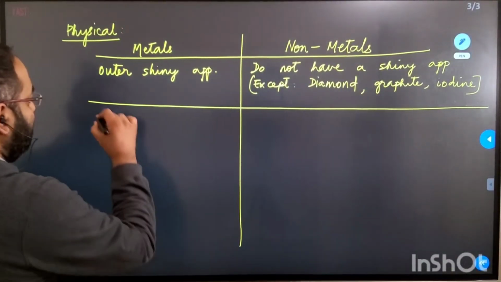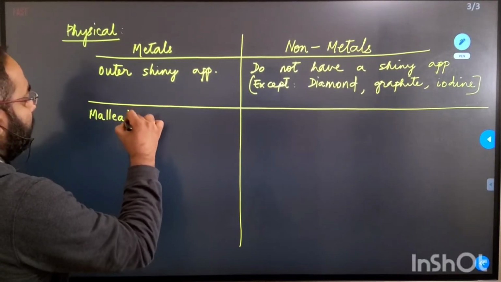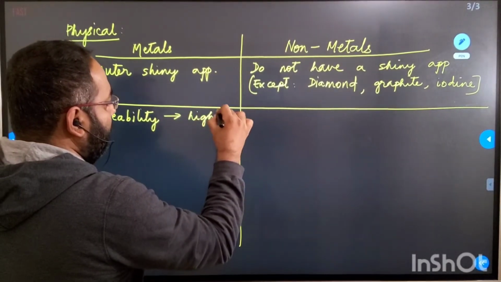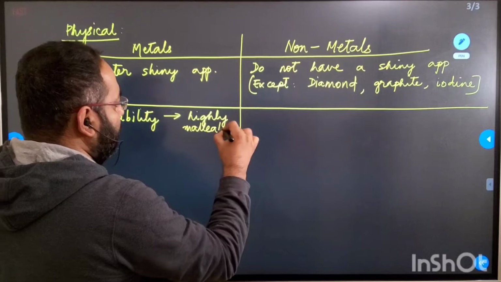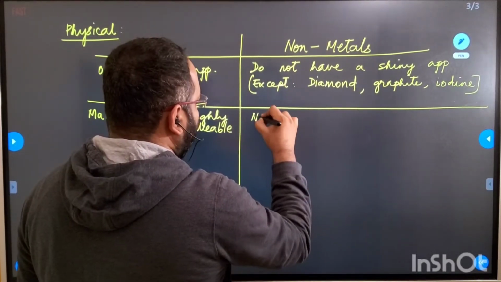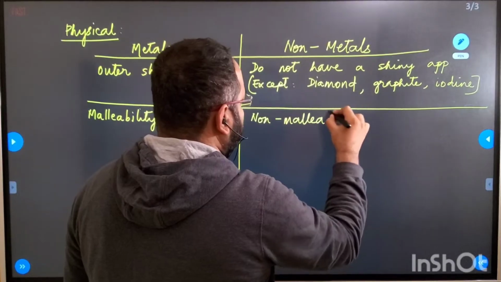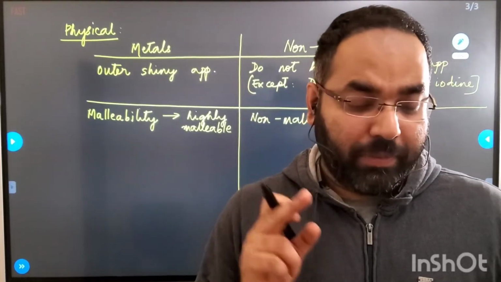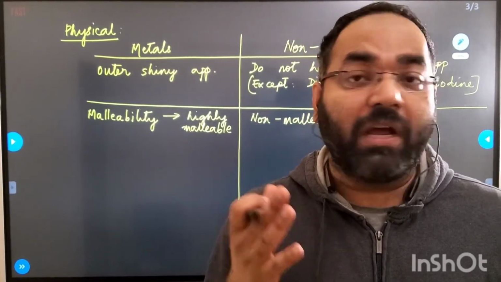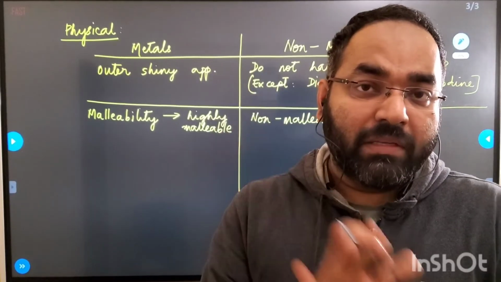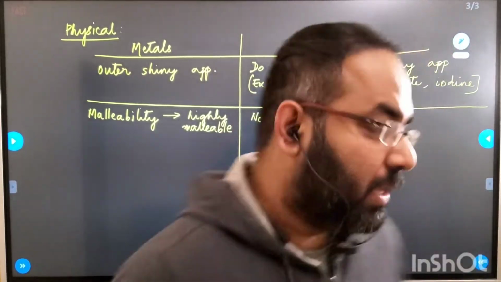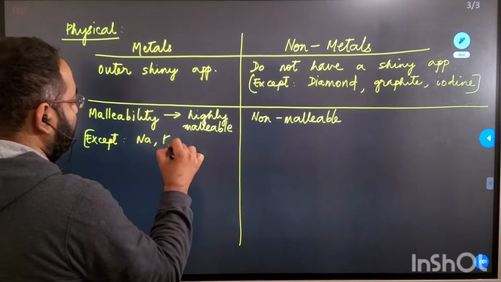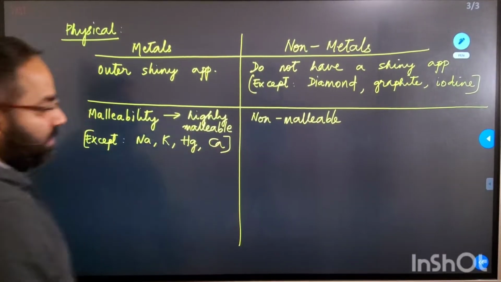The next one is malleability. Malleability, all of us know, is beating them down into thin sheets. Metals are highly malleable, whereas non-metals are mostly non-malleable. However, you need to understand that all the soft metals that we think about, it could be mercury, potassium, sodium, lithium, all of them being soft can't really be malleable. If you try to smash them into thin sheets, they're so brittle that they break into powder. Alright, so I'm going to put exceptions here, except sodium, potassium, mercury, calcium, etc.